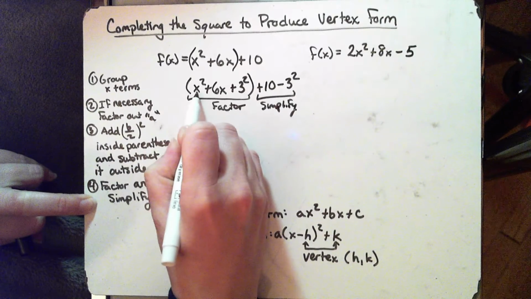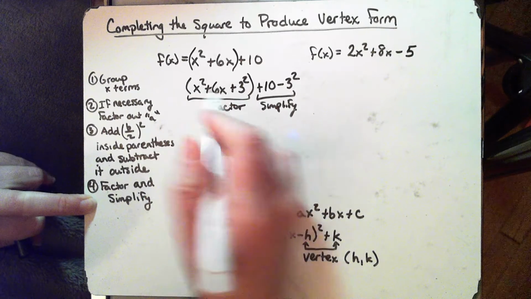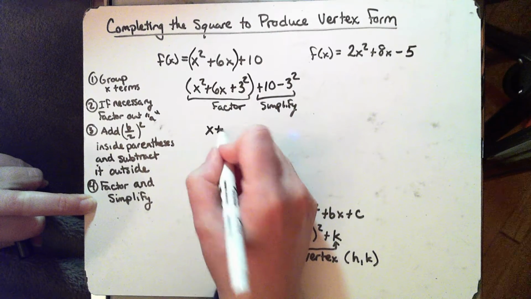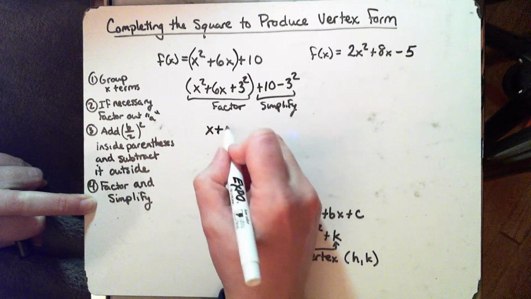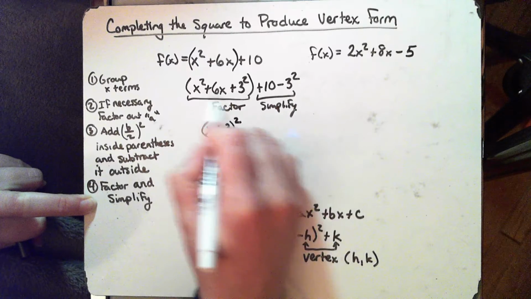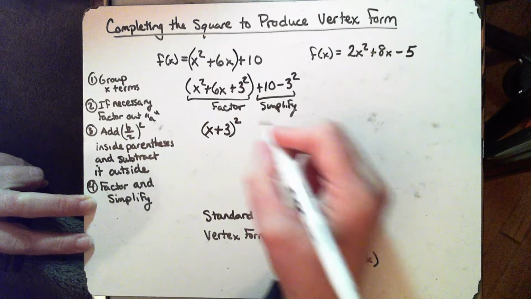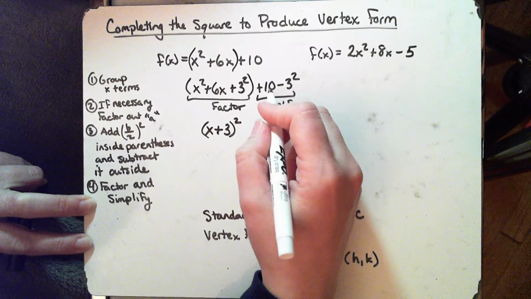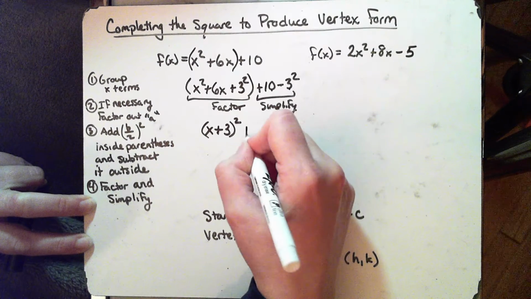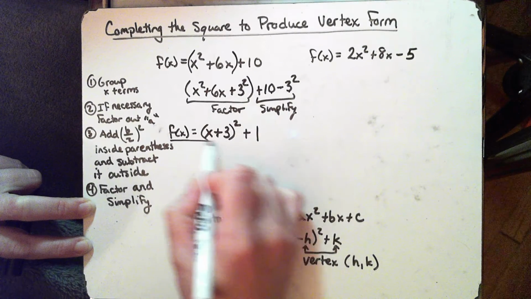So to factor this, you keep one thing from each term. Here you keep the square root, which is basically just this variable, x. The middle term you keep the sign. The last term you keep the 3. Okay, and then the whole thing is squared. This is a perfect square trinomial. It is a special pattern that we learn in Algebra 2. Then I do positive 10 minus 9, which is positive 1. So this is the vertex form of my quadratic.